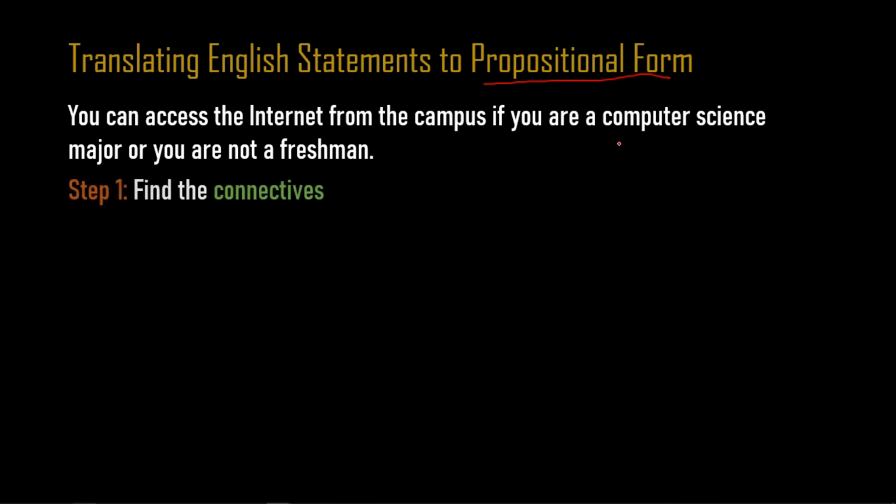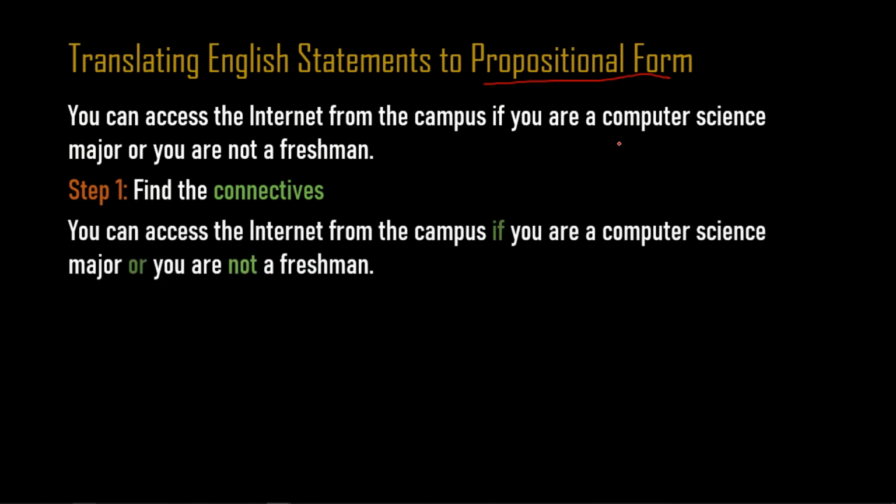So our step 1 is to find the connectives or the logical operators used. You can access the internet from the campus if. So the statement here implies that this is an if-then statement, and we use the implication symbol. Or, meaning that we use the disjunction symbol. Not, meaning that we use the negation symbol. Also, by locating these logical operators, we can easily distinguish the single propositions connected by them. So for our step 2, we can rename these propositions with propositional variables.